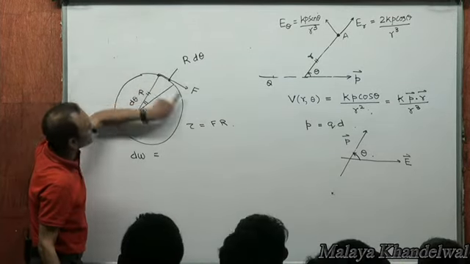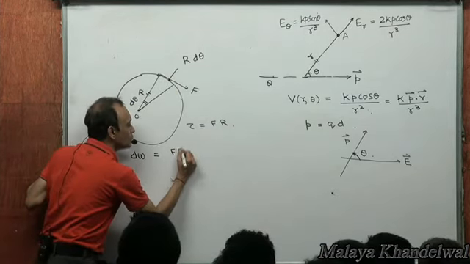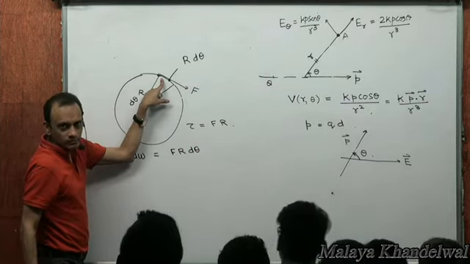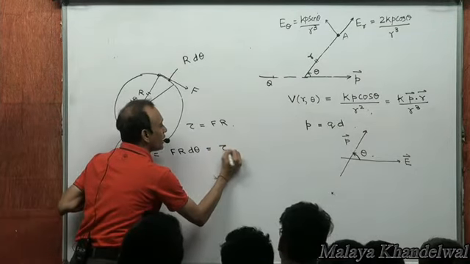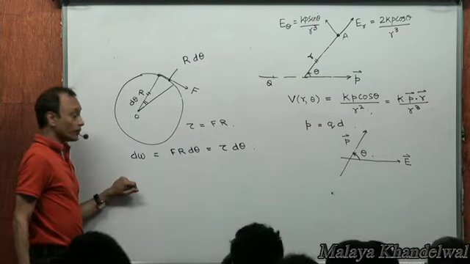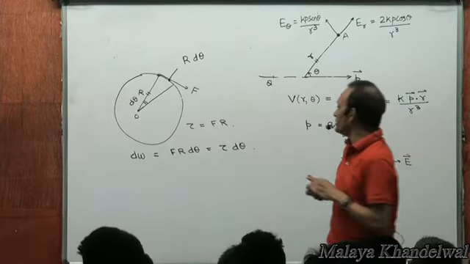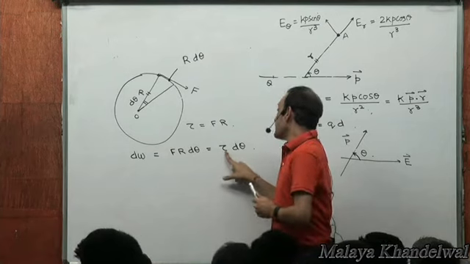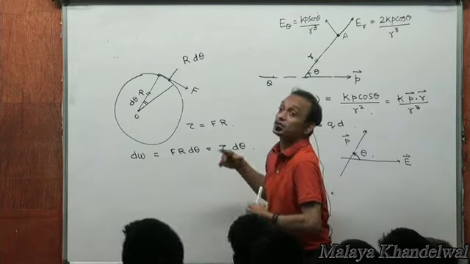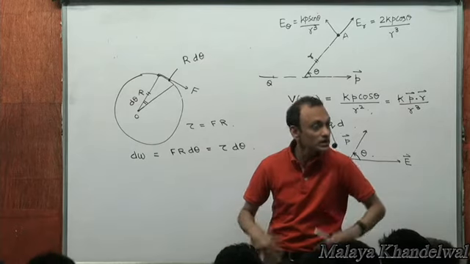R d theta is also almost tangential and F is also almost tangential. So the work done by this force is F into R d theta. But F into R is the torque acting on the particle. So that's like tau d theta. So if the torque tau is known and that torque tau results in an angular displacement d theta, then this is called the work done by a torque.